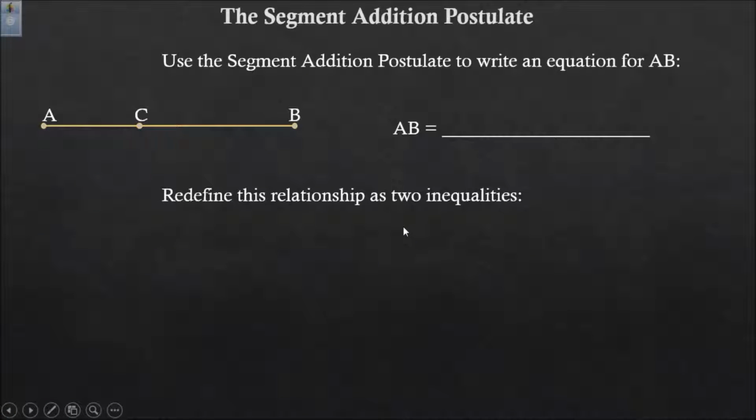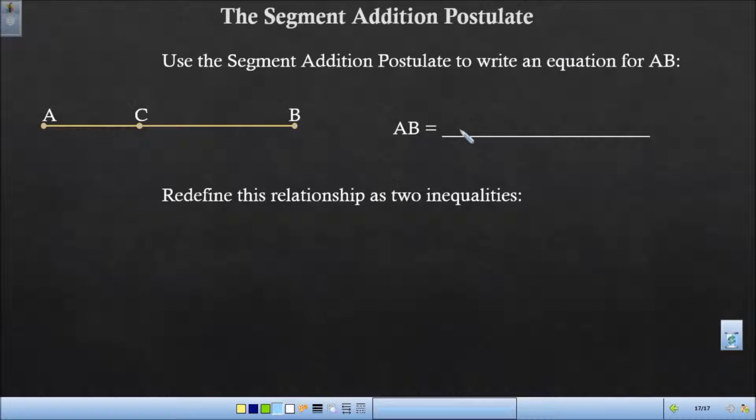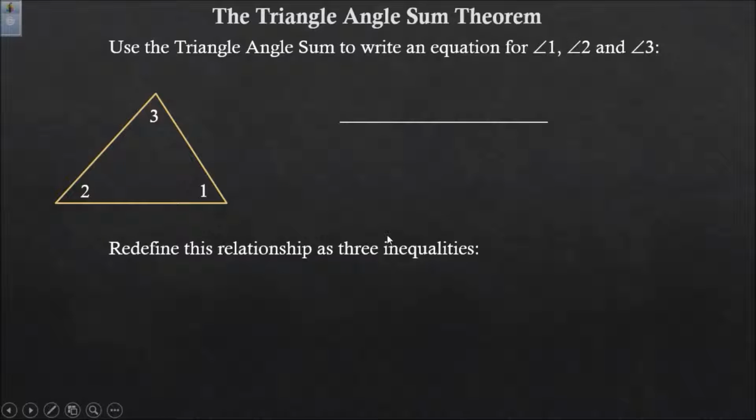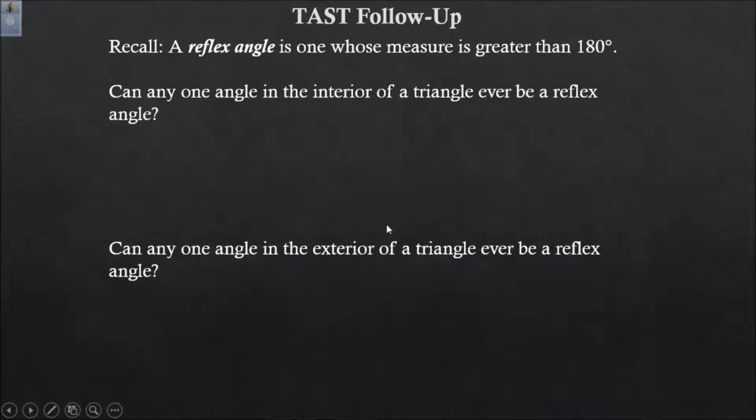We can continue to do this with any number of theorems, like the segment addition postulate, knowing that AB is equal to AC plus CB. Whoops, that should be a B. That's then allowing us to say that AB is greater than AC and that AB is greater than BC. You can do it for linear pairs, and for the triangle angle sum theorem.